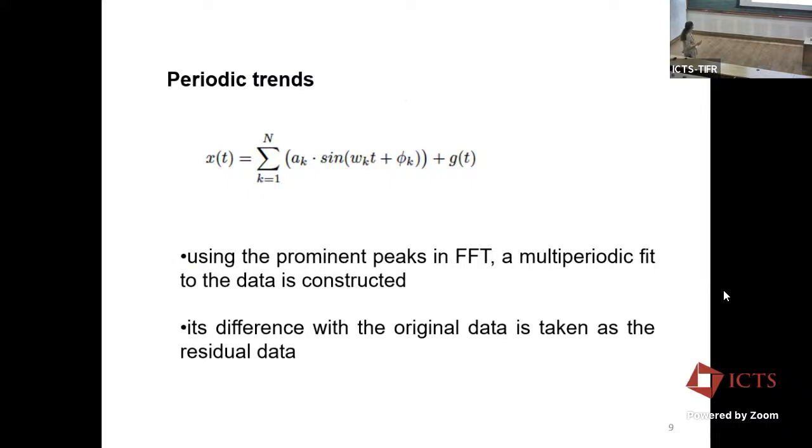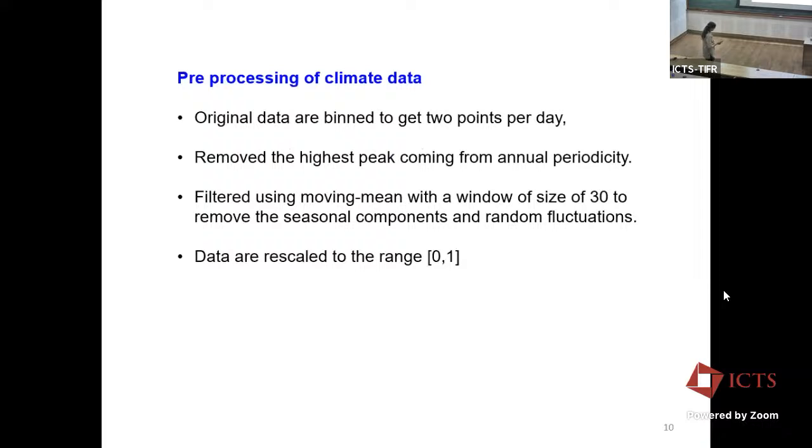Now, periodic trends. Suppose there are periodic trends. As I said, you go to the Fourier transform using the FFT algorithm, look at the prominent peaks and generate a multi-periodic fit using that, like this. Then subtract that from the original data and use only the residual data. This is how to remove the periodic trends. That's also done. So how I did pre-processing for the climate data, I showed you earlier, just to remind you. For the climate data that I used, I took only 2 points per day, binned it like that. Then I removed the highest peak coming from annual periodicity, and then used a moving mean with a window size of 30 to remove small fluctuations and seasonal trends, and then rescaled to 0 to 1.